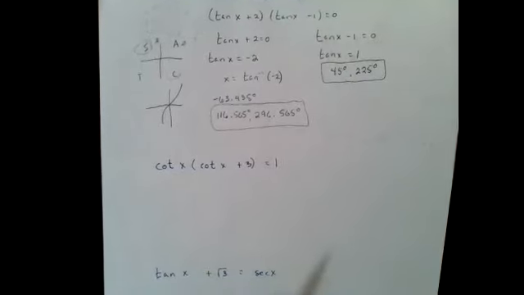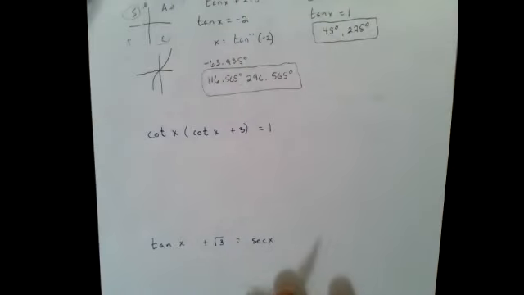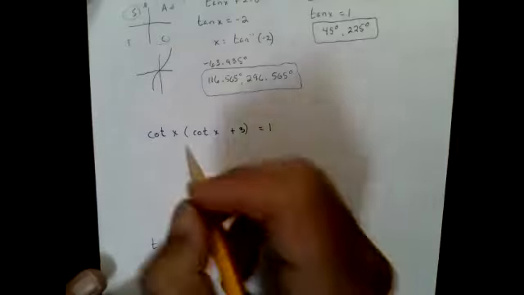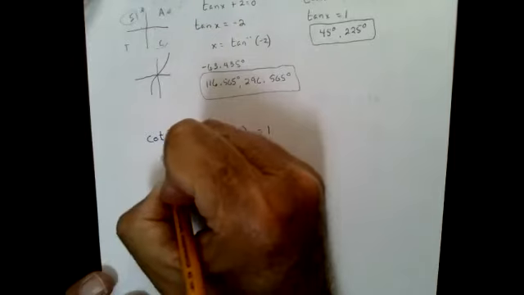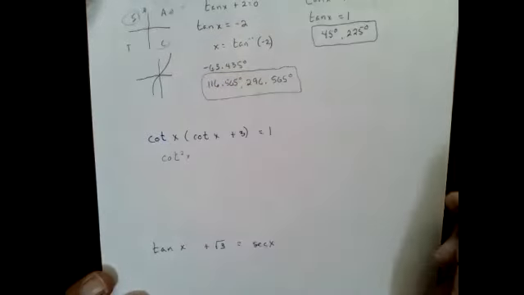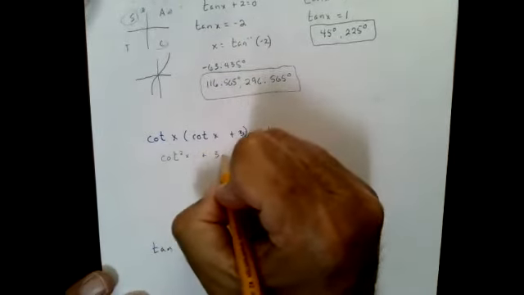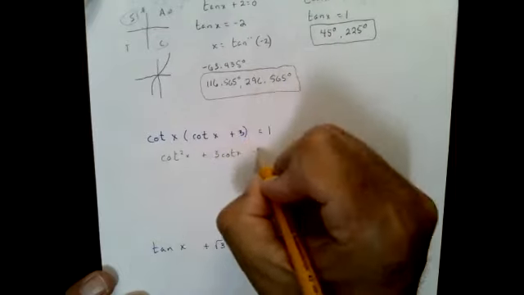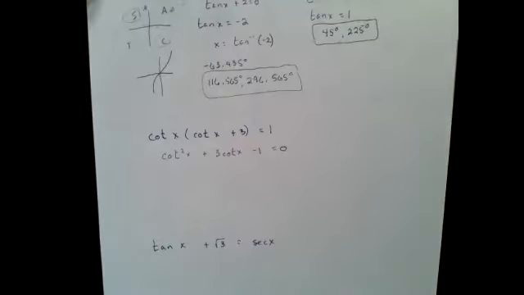Okay. Anybody get this next one started? So we don't have to make any right side equals 0. I think that's what I would do. I would make this the cotangent squared of x plus 3 cotangent of x minus 1 equals 0.